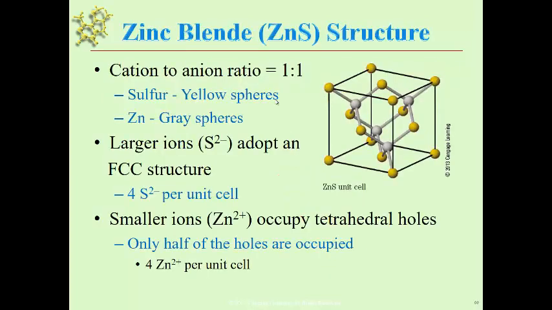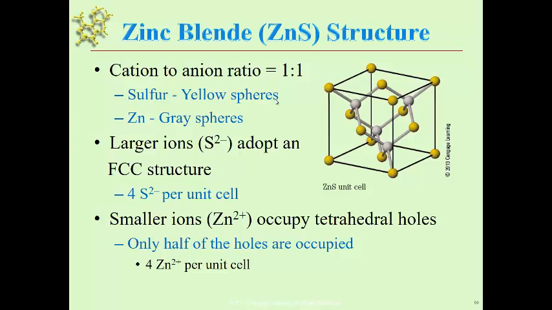So let's look at zinc blende. Zinc sulfide is an example. Zinc and sulfur must be 1-to-1. So we see that the gray, the zinc, occupy only half of the possible tetrahedral holes in the face-centered cubic unit cell. Another example of tetrahedral holes being filled was the fluorite-antifluorite structure that I mentioned in the earlier lecture.